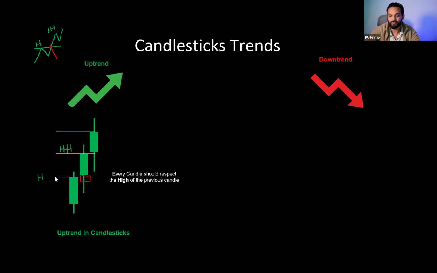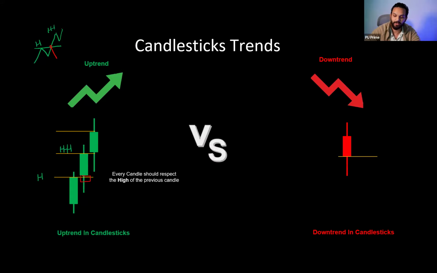Now, for the downtrend, we have a bearish candle. So this is the low of the bearish candle. Now this low must be broken and we create another, a new low. So as you can see, this low has been broken and we're creating another low.